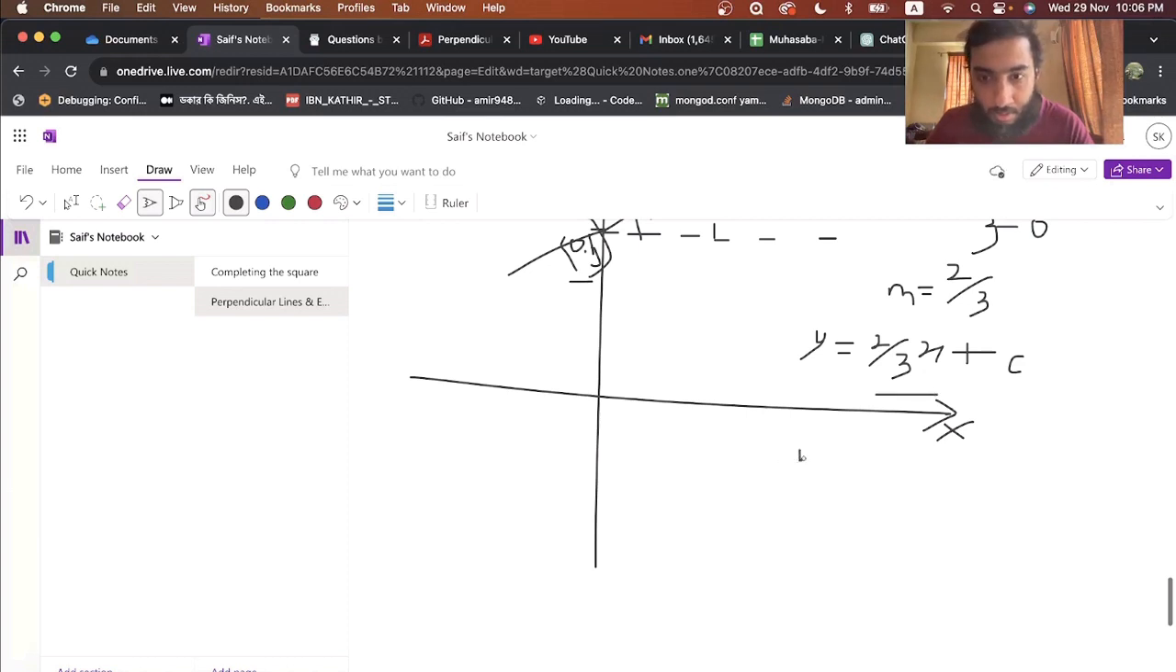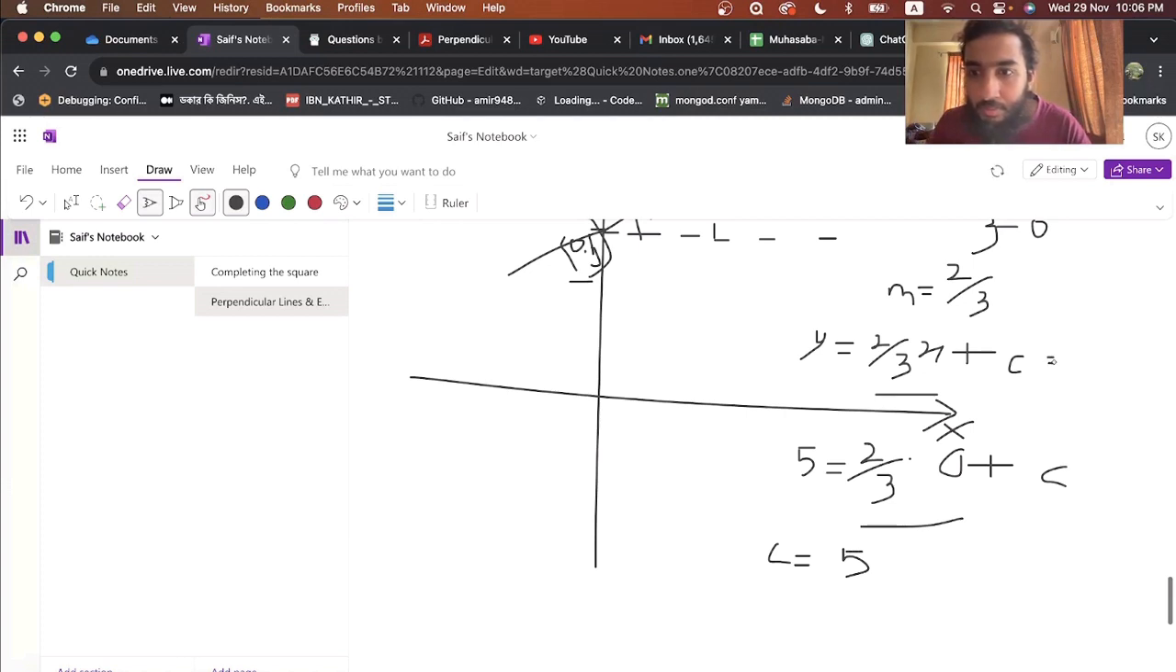So if you use (0, 5), let's say 5 equals 2 by 3 times x, which is 0, plus c. So this term would be 0. So c would be what? 5. So the equation would be what? 2 by 3 x plus 5.